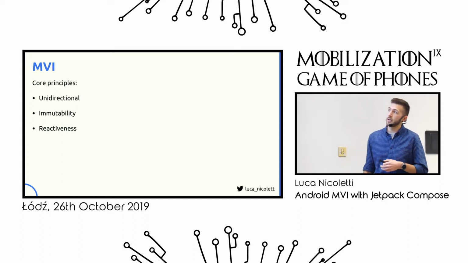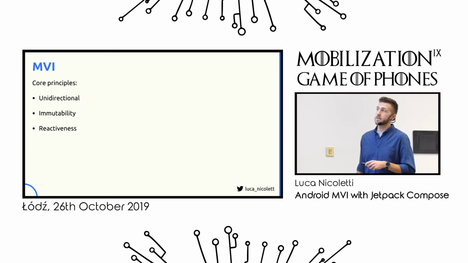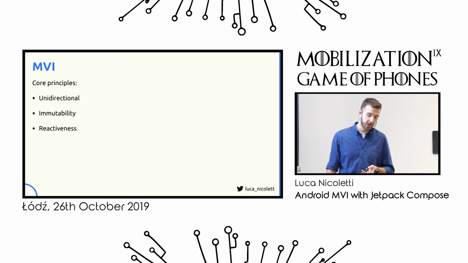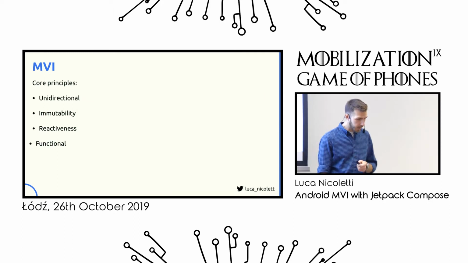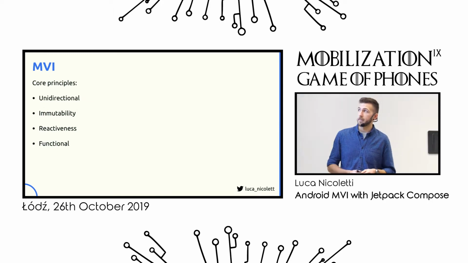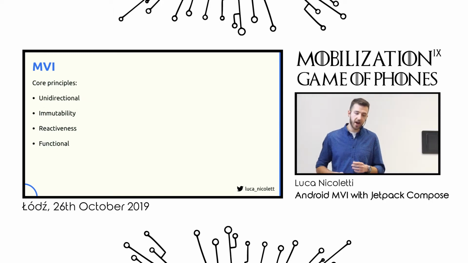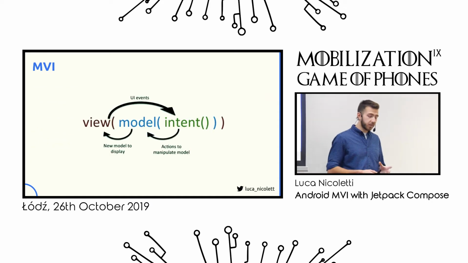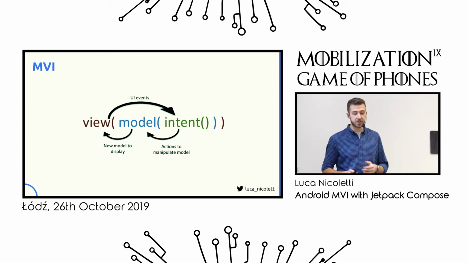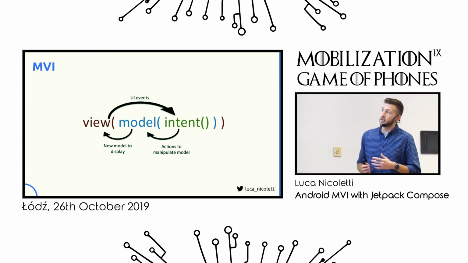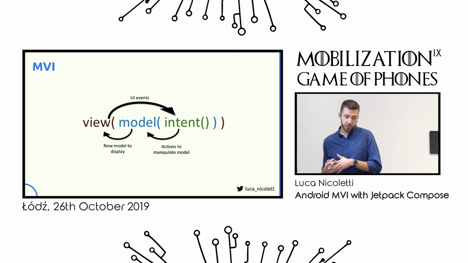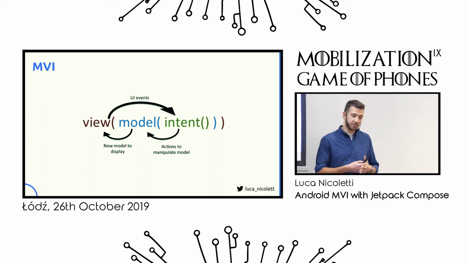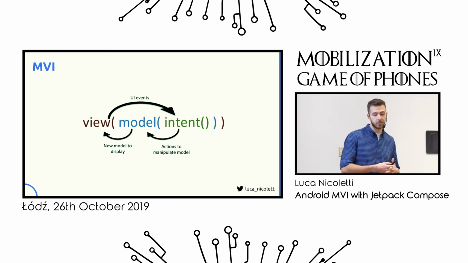So the user inputs, the actions performed by the user, are considered part of the architecture. And it's also functional. MVI tries to consider everything as a function. So as this pattern treats everything as a function, we can also represent it this way. Those functions are also meant to be pure. That means that with the same input, performing the same function, we always have the same output.